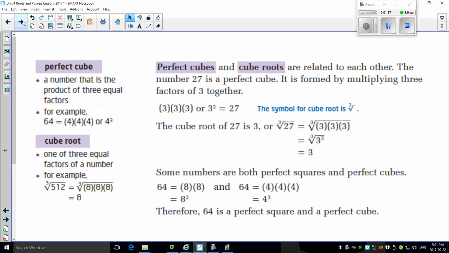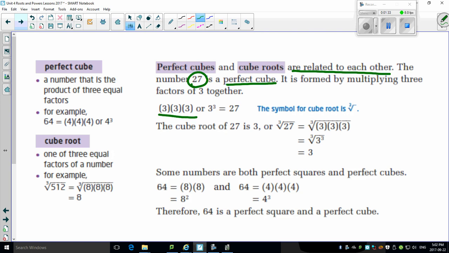Look at perfect cubes. Perfect cubes and cube roots are related to each other as well. Because if you look at a number like 27, this in fact is a perfect cube. It's formed by multiplying 3 factors together. 3 times 3 times 3 gives you 27. The symbol, of course, is the cube root like that. But what's interesting here is some numbers are both perfect squares and perfect cubes. And I have to show you what that looks like.